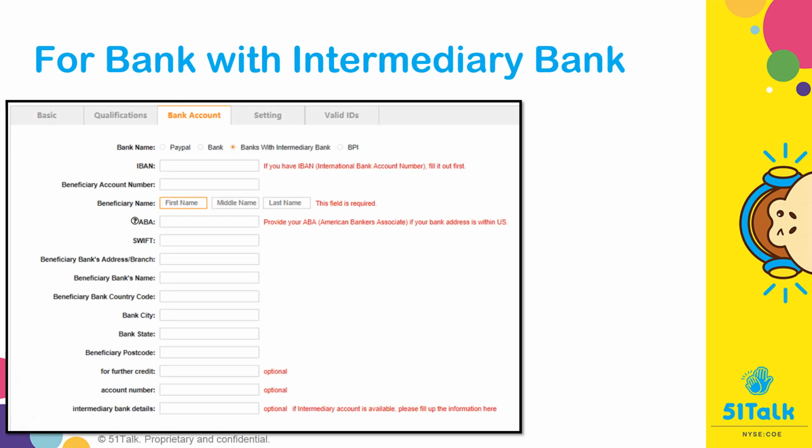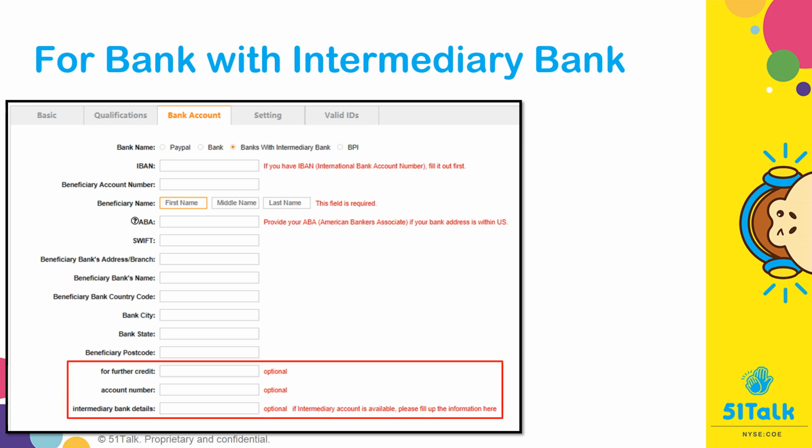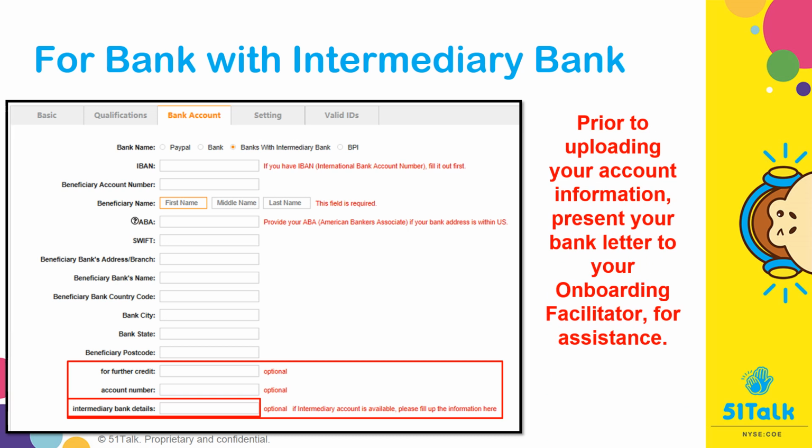If you have an intermediary bank, choose Bank with Intermediary Bank. Make sure to fill out either the last 3 optional fields for the intermediary bank, depending on which information is available in your bank letter. If for further credit to an intermediary bank account number is not available in your bank letter, encode all of the intermediary bank details available in your bank letter on the intermediary bank details field instead. To avoid any errors, please present your bank letter to your onboarding facilitator prior to uploading all the information in my page.